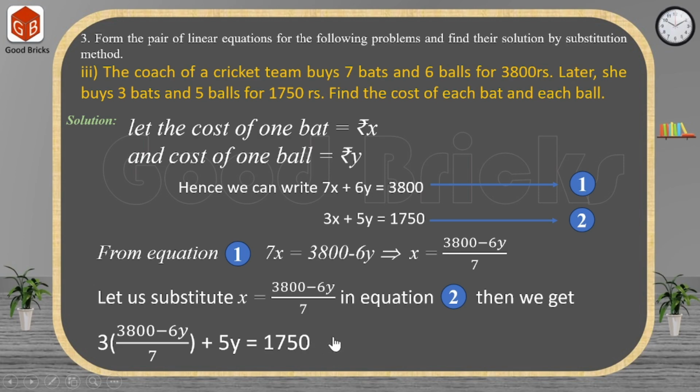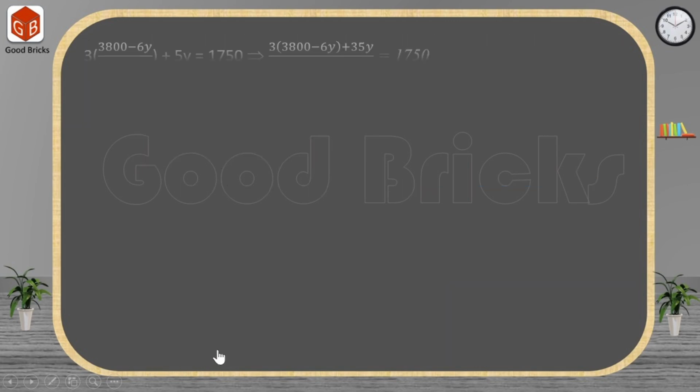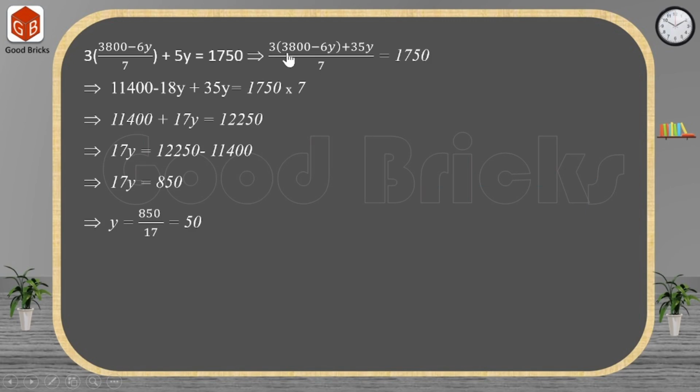Now what is our duty? We need to simplify it. So for simplification purpose we need to take LCM. So 7 is the LCM. So when you take LCM here, you can write 7 5s are 35, and finally after simplification you will get y is equal to 50, and the complete transposing and simplification you can see here on the screen.